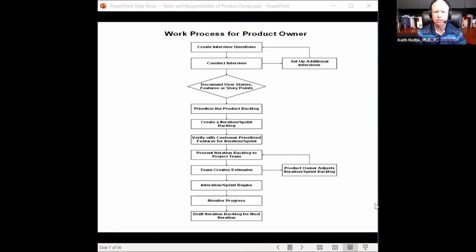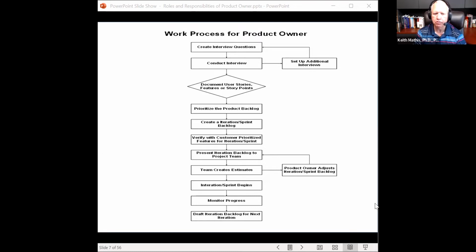They're conducting an interview, obviously, with a customer. They're documenting user stories, features, story points. They're prioritizing the product backlog. They're creating the backlog or sprint backlog is what's going to be worked on for that one iteration or that one sprint. They're verifying that the customer prioritized features for the iteration of sprint. These are the most important. They're going to present the iteration backlog to the project team. The team estimates the backlog, not the product owner. So the team is the ones in charge of the estimate.